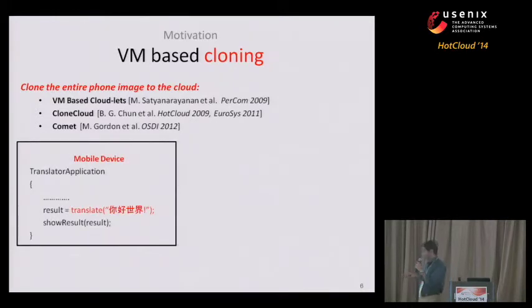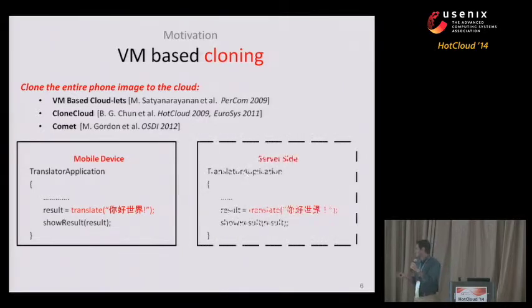Let me explain with an example. Suppose you have a translator application running on your mobile device. It does many things, but what it primarily does is take a Chinese string and translate it to the corresponding English language. I used that string in Google Translator. I hope it means something good.